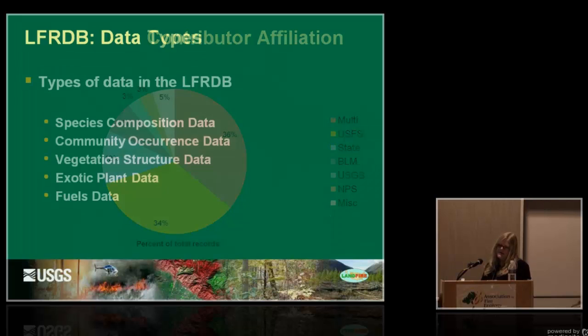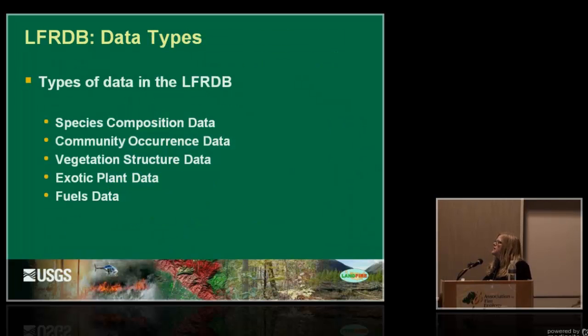There are several different main types of data in the LFRDB that we can summarize. One is species composition data, and these are records that essentially have canopy cover estimates per plant taxon. This data can be run through what we call the LANDFIRE auto key, which keys these plots to existing vegetation type, and then they can be used for existing vegetation mapping.